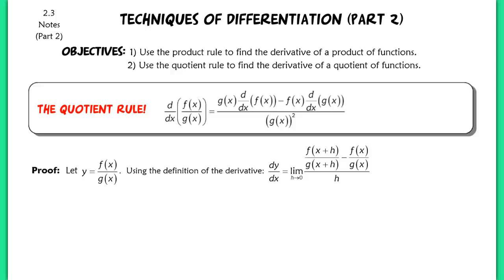This lesson is part 2 of section 2.3 on the techniques of differentiation. Our objective for today is, again, the same as yesterday's. We want to use the product rule and the quotient rule to find the derivatives of products and quotients.